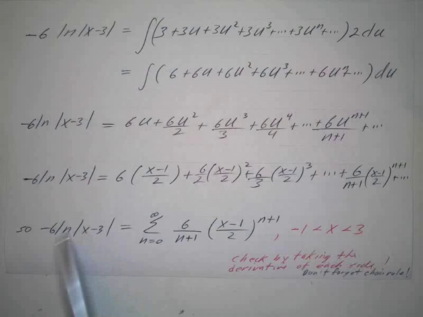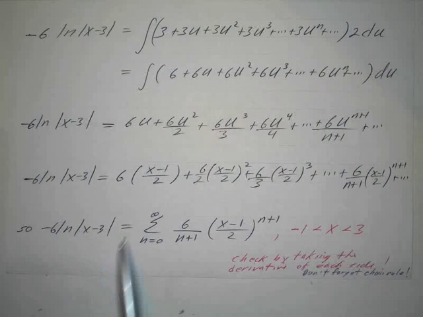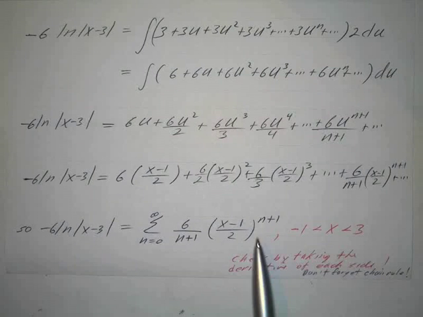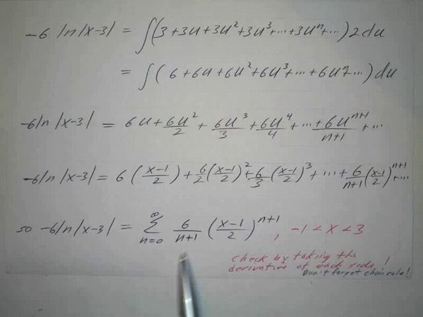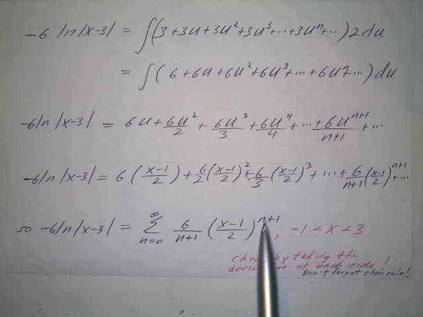And this is my final answer. Negative 6 times the natural log of x minus 3, so this is a new function. It equals this expansion in general. The sum from n equals 0 to infinity of 6 over n plus 1 times, in parentheses, x minus 1 over 2 to the n plus 1 power, and this is the interval of convergence. Okay.